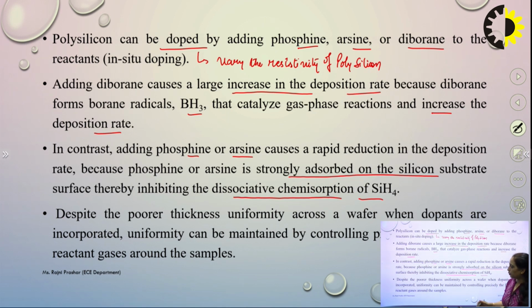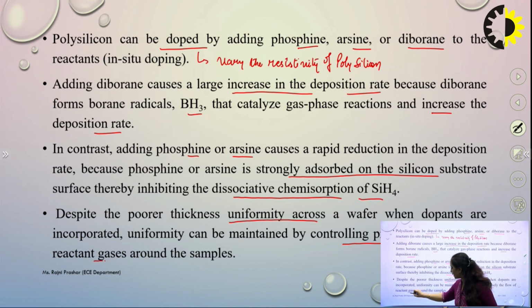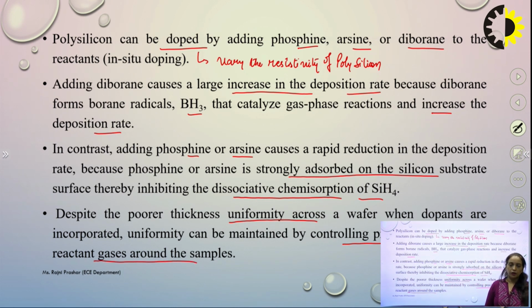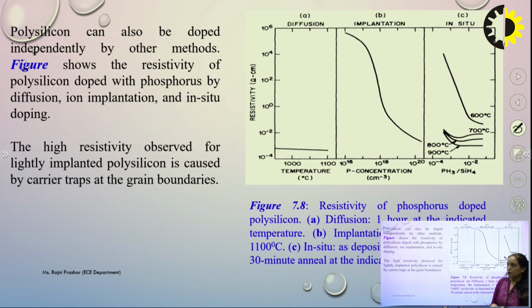Despite the poor thickness uniformity across the wafer, when dopants are incorporated, the uniformity can be maintained by precisely controlling the flow of reactant gases around the sample. If you control the reactant gases inside the chamber, the doping will be very uniform. In this slide we can see that when this doping is done at different temperatures or with different processes, we get different types of graphs.